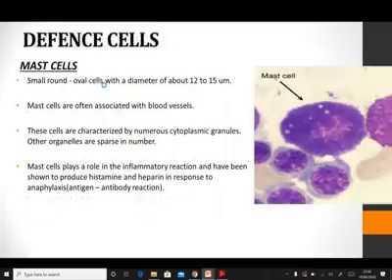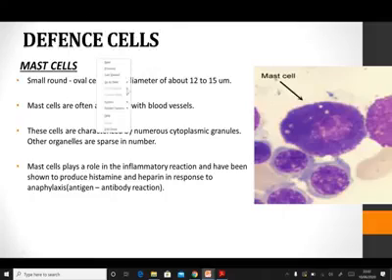and their functions. The defense cells, starting with the mast cells, consist of the mast cells, eosinophils, and macrophages within the periodontal ligament. Mast cells within the periodontal ligament are small round oval cells with a diameter of about 12 to 15 micrometers. The mast cells are associated with blood vessels, and they look like this.